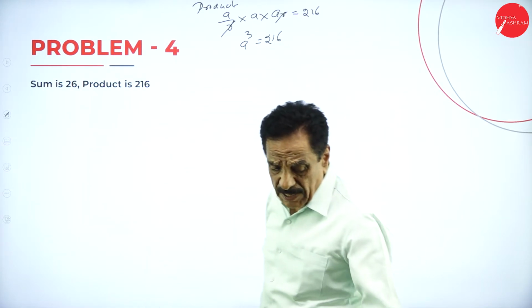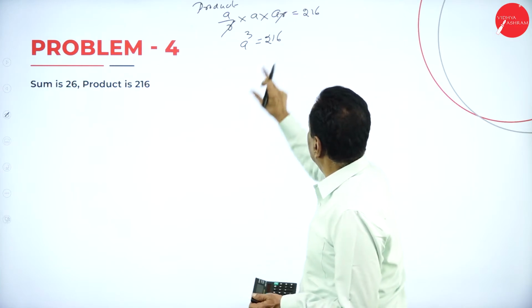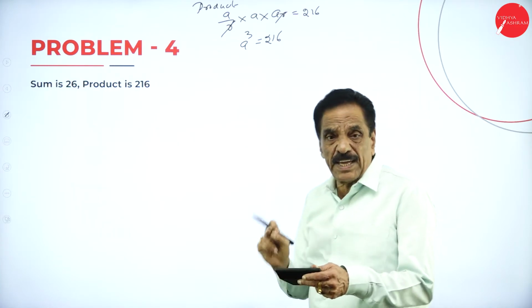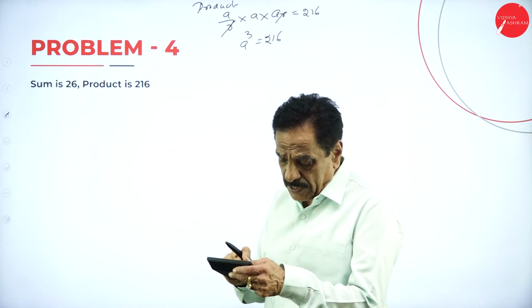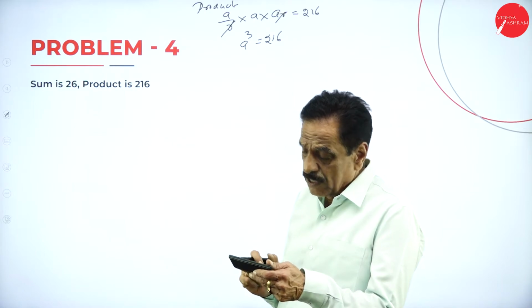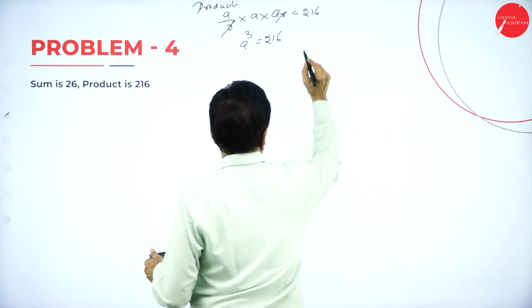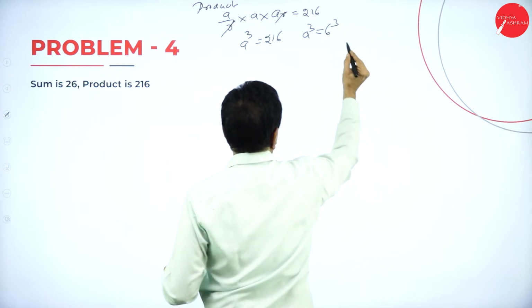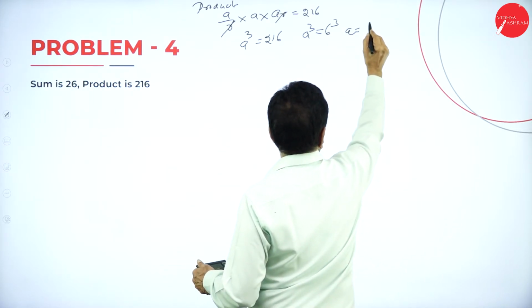Which is the cube for this number? The last number is 6, so we'll take a chance and try 6 into 6 into 6, which is 216. This is A cube, 6 cube, so A is equal to 6.